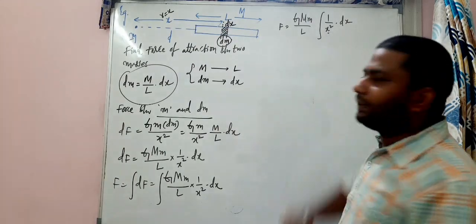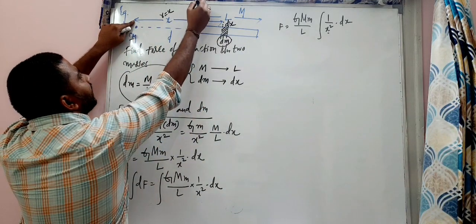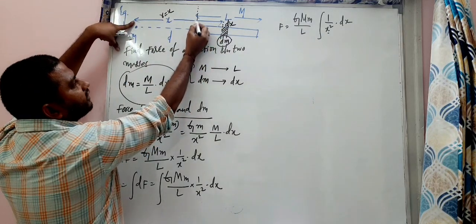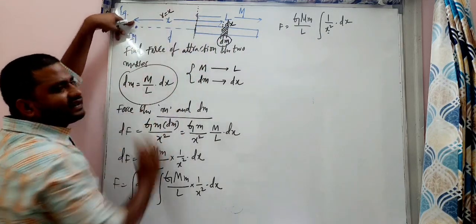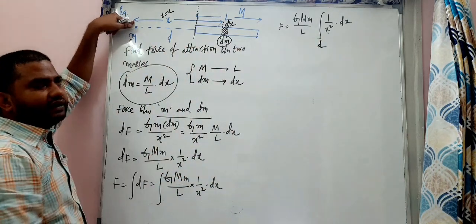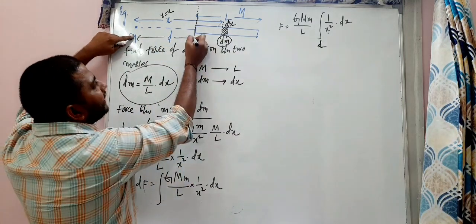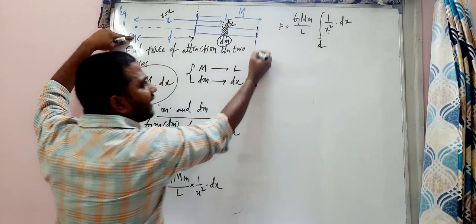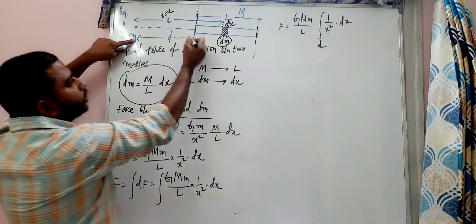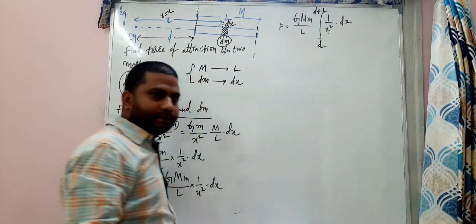This x has limits. What are the limits? Your x value will start from here, I am talking about the length of the rod. From here to here, x is the initial distance, and that is d, already given. So your x values are varying from d to d plus L. So d to d plus L are the limits.